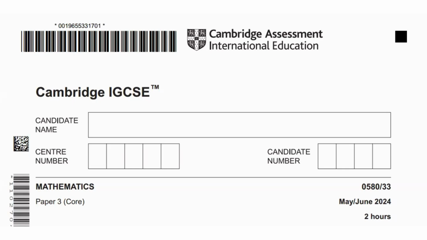Hey guys, if you're someone who has been looking for the marking scheme for Cambridge IGCSE, paper code 0580 for maths, paper 3 core, for March 24, for the third variant, then you're in the right place. We're going to go through the entire exam and see which questions were easier, which were difficult, and how you can save time and score well on this. So let's go.